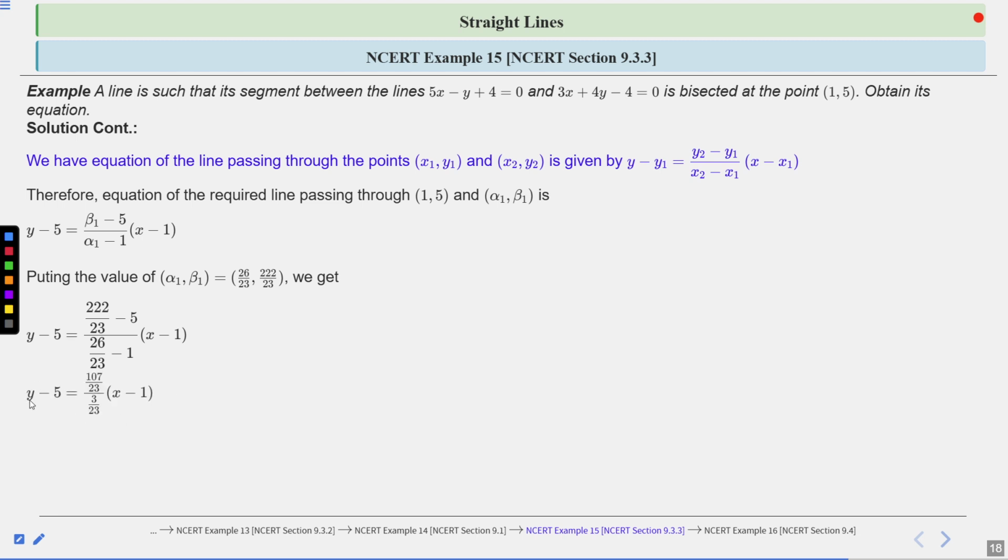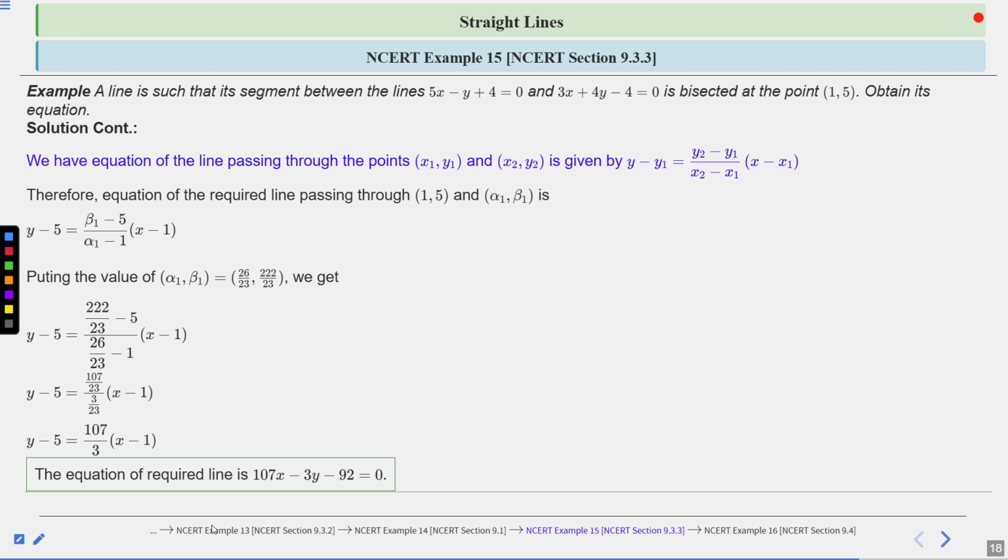Now simplify this, then we will get y minus 5 equal to (107 divided by 23) divided over (3 divided over 23) times (x minus 1). And now we will obtain y minus 5 equal to 107 divided by 3 times (x minus 1). This is the equation we will obtain.